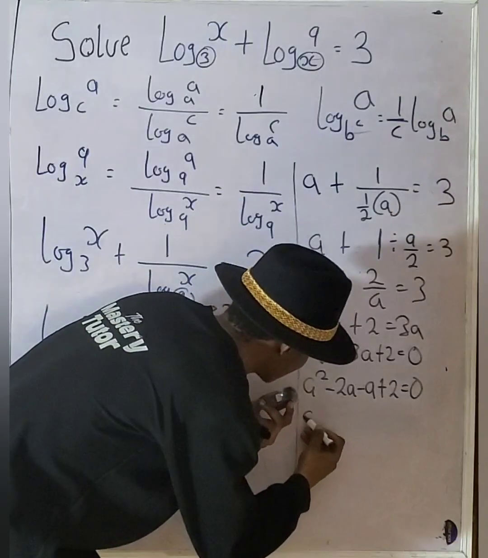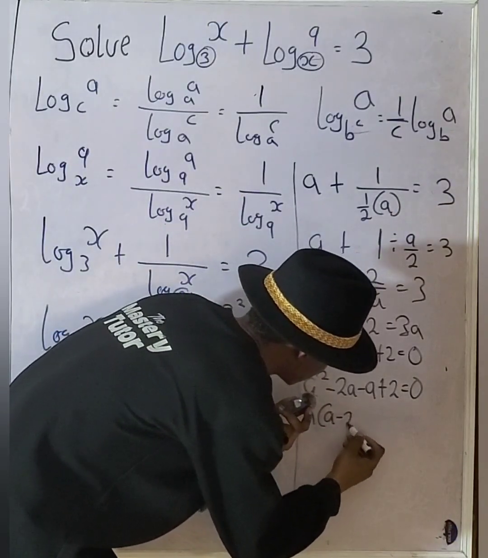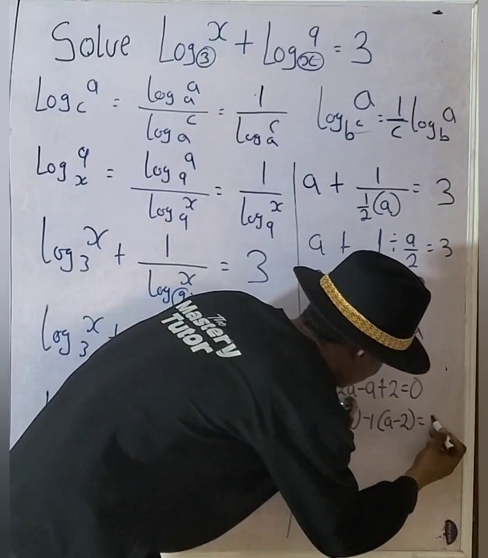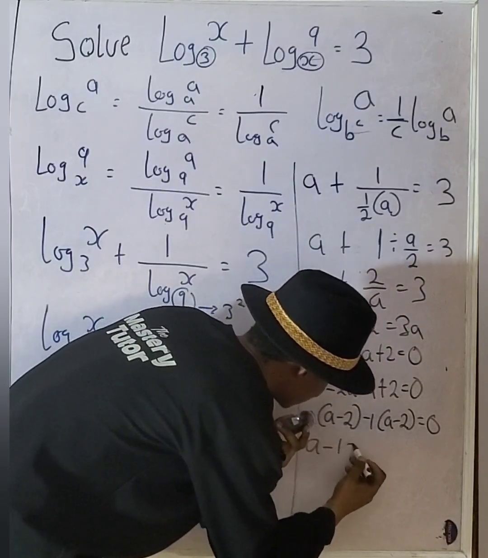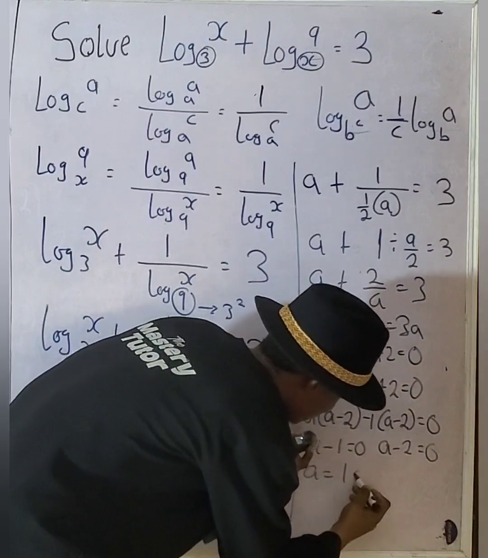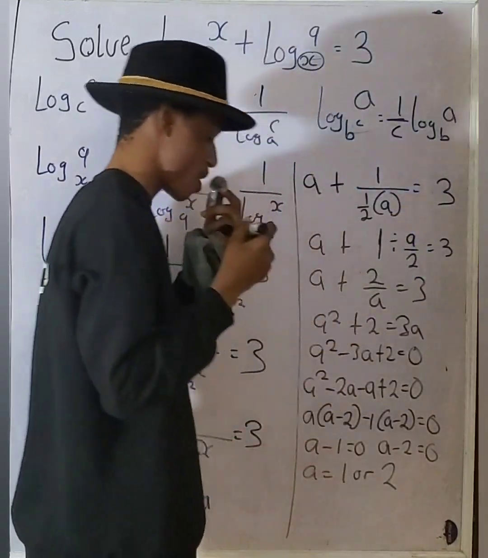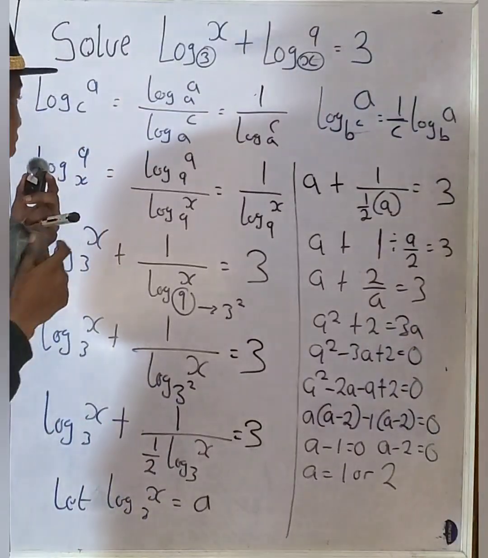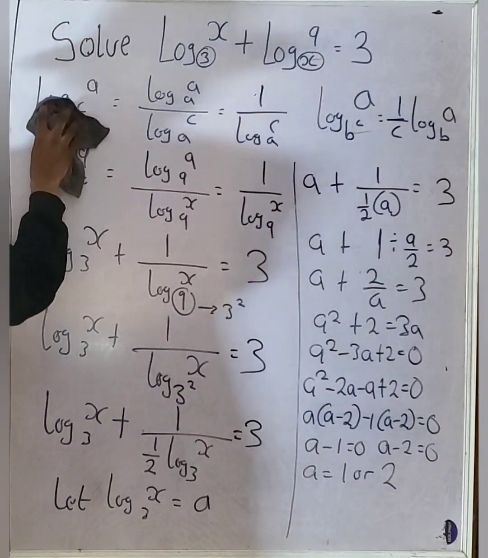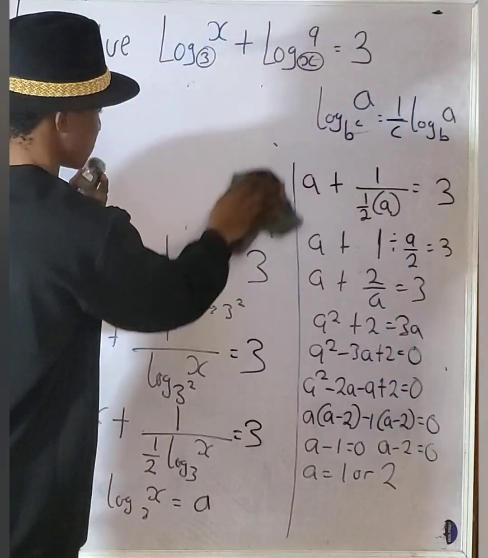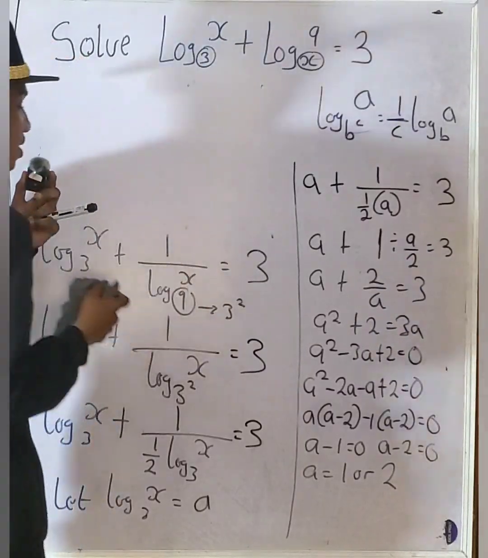Okay, I'm going to have a minus 2 and a minus 1, a minus 2, equals 0. So a minus 1 equals 0, a minus 2 equals 0, a equals 1 or 2. Okay, our goal is to find the value of x and not the value of a. Okay, so let me erase this.